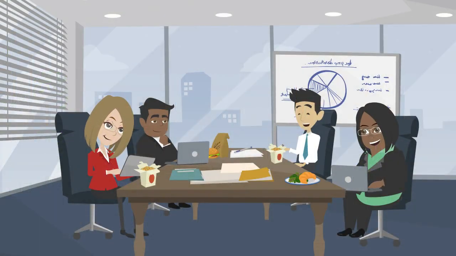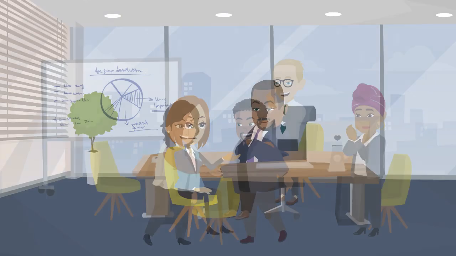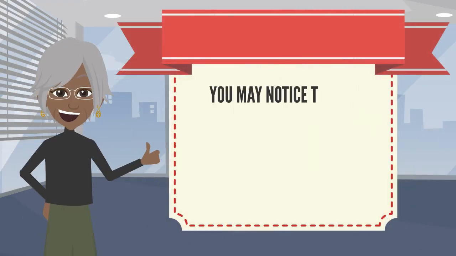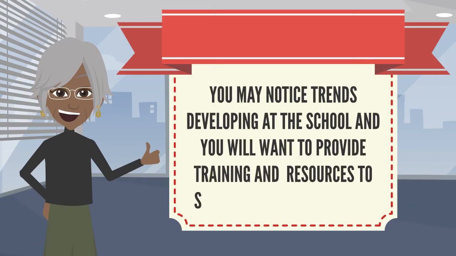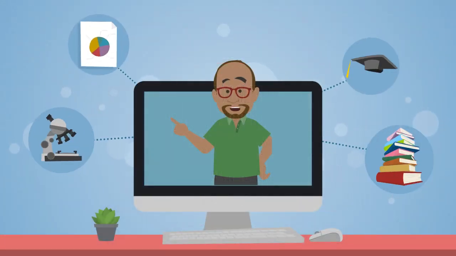Document the evaluation using the adopted school's rubric or checklist. Both the evaluator and teacher should maintain a copy of the evaluation rubric. Use the evaluation process to help identify and provide opportunities for professional development. You may notice trends developing at the school and you will want to provide training and resources to support teachers' growth. Recognize the teacher's strengths.